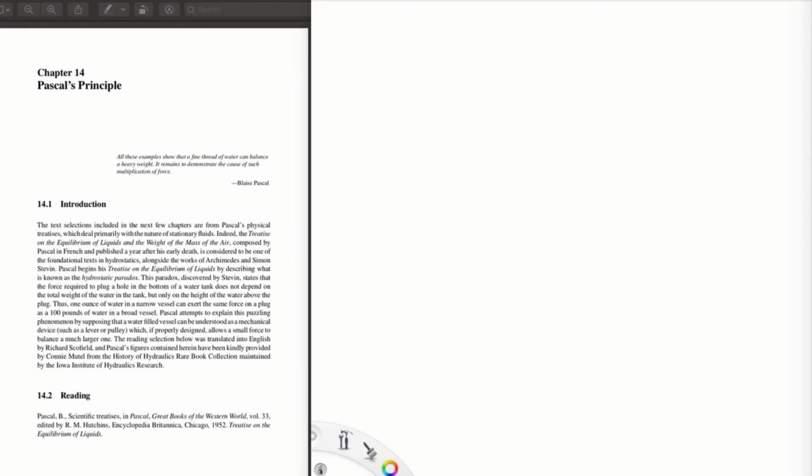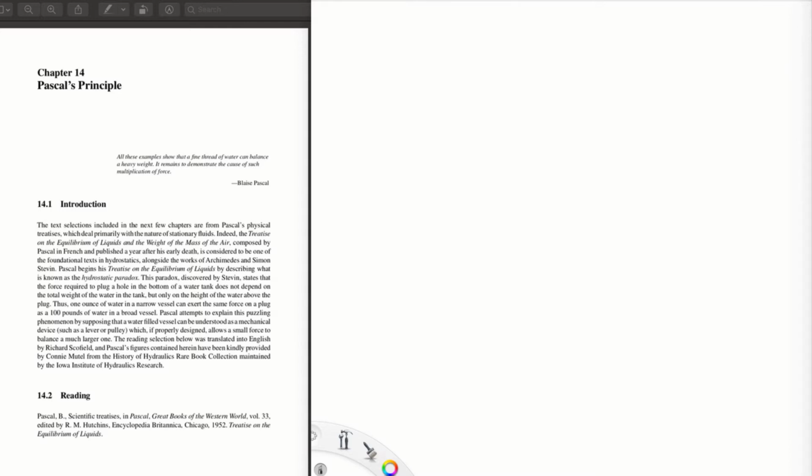I'm continuing my discussion of Pascal's treatise on the vacuum. Today we're going to talk about Pascal's principle. This is from chapter 14 of A Student's Guide to the Great Physics Texts. We'll begin with some background, the hydrostatic paradox. I'll explain what I mean by that in a minute, and then how Pascal attempts to explain the hydrostatic paradox, and that way we arrive at Pascal's principle.